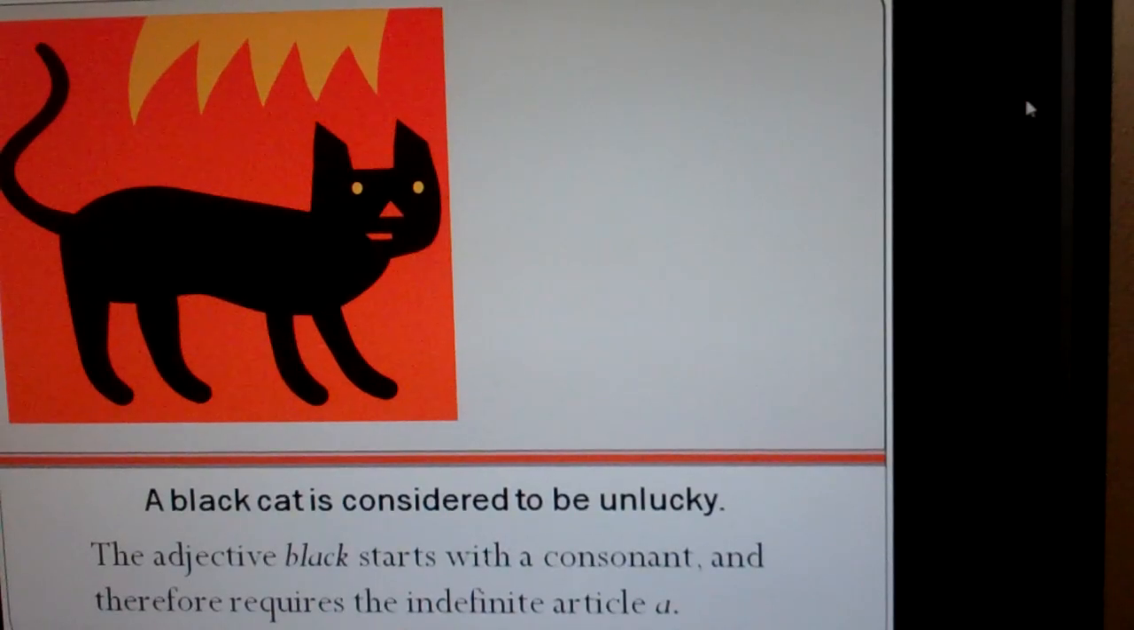A black cat is considered to be unlucky. The adjective black starts with a consonant and therefore requires the indefinite article a.